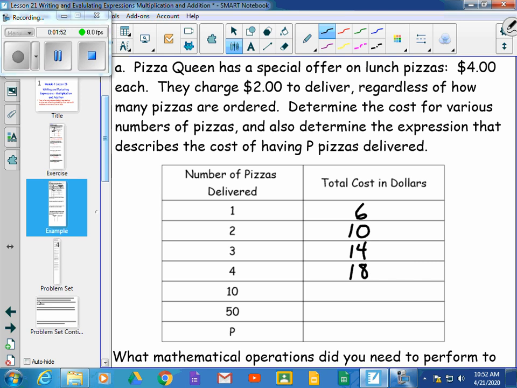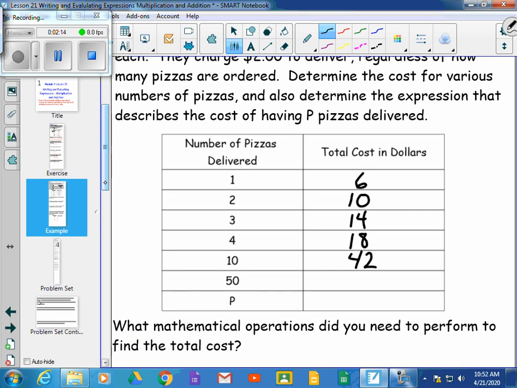Now let's say we ordered 10 pizzas. It still follows the same pattern, so we would take $4 times 10, that gives us 40, and we would add the 2 on for the delivery charge, meaning it would cost us $42. If we had 50 pizzas delivered, we're going to have to bring a truck to deliver these. If we have 50 pizzas delivered, we would still take $4 per pizza times 50. That would be $200. And then we would add our delivery charge on of $2 for a total price of $202.